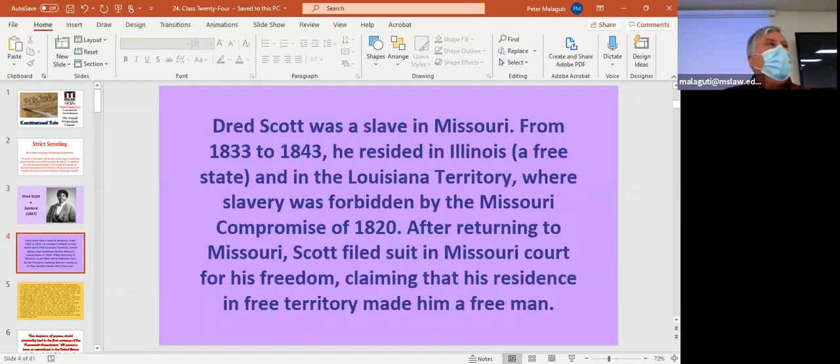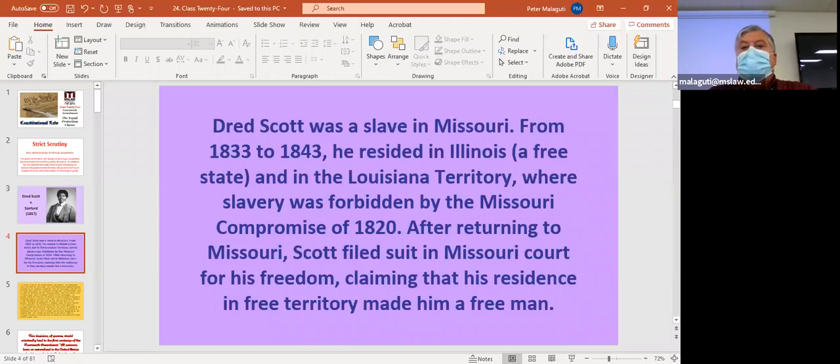So Dred Scott was a slave. He was born in Missouri. The phrase they used was his master was a citizen of Missouri. He went with his master to Illinois for about 10 years, from 1833 to 1843. And Illinois is a free state, not a slave state, okay?